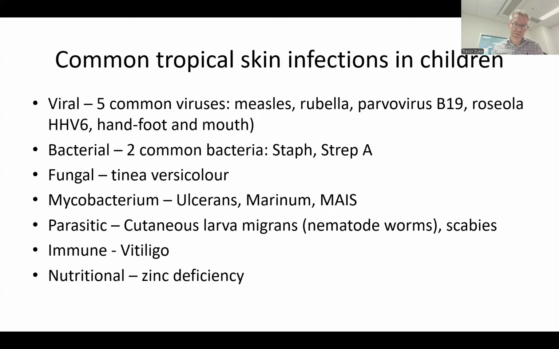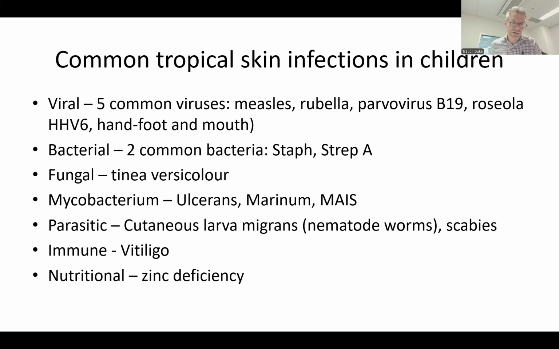I'll talk a bit about parasitic infections, particularly only two we'll touch on briefly. The cutaneous larva migrans, which is a nematode worm, which causes a characteristic rash on the skin, and then scabies, which of course is probably the most common parasitic and one of the most common skin rashes we see in children.